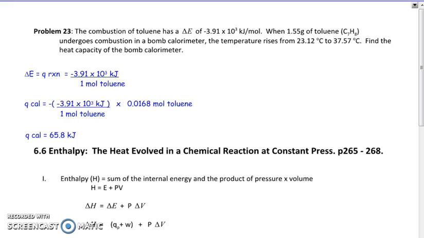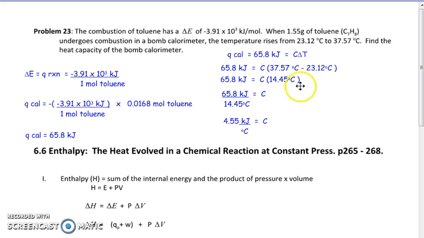Now, how does this help me? What am I looking for? Well, this is going to equal the constant times the change in temperature. So go ahead and do the rest of the math and figure out what the constant is. Okay, here's all my work. Here's Q of the calorimeter equals C delta T. I plugged in my delta T and found that when you subtract it's 14.45 degrees Celsius. I divided both sides by 14.45 and got 4.55 kilojoules per degree Celsius as my calorimeter constant. So that's my heat capacity of the calorimeter.